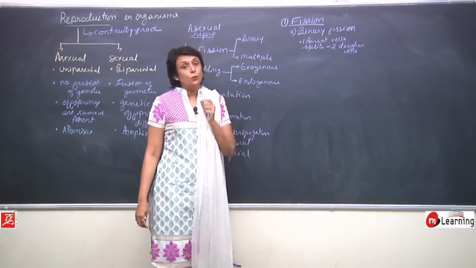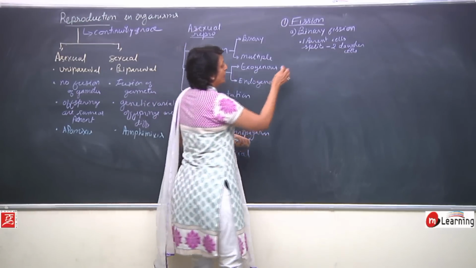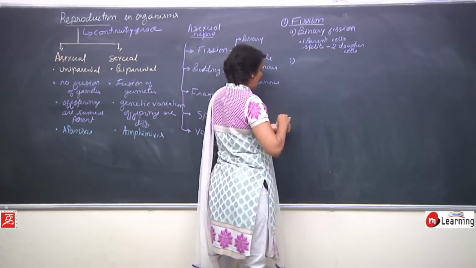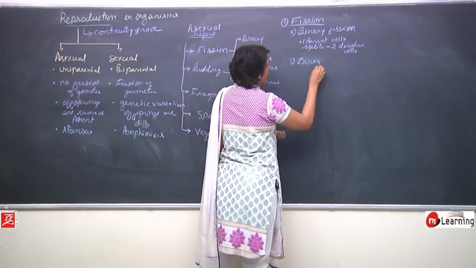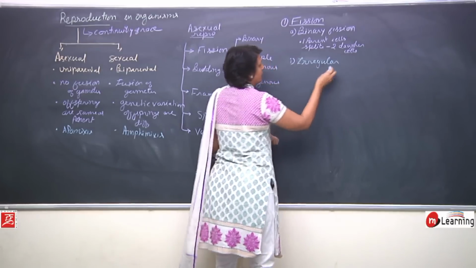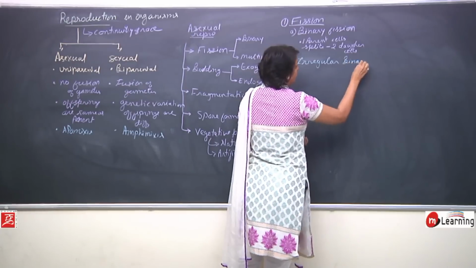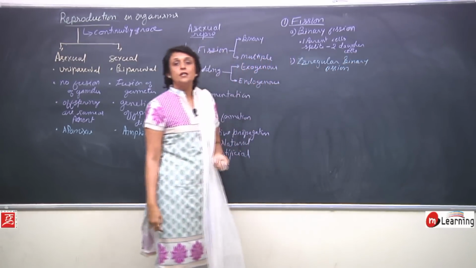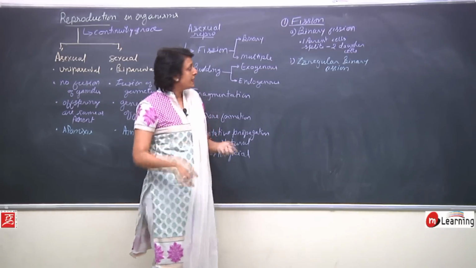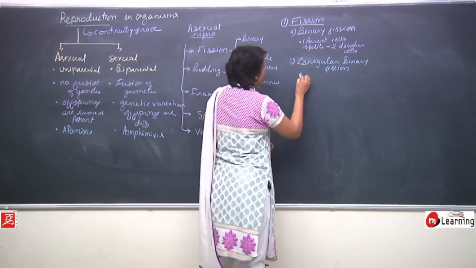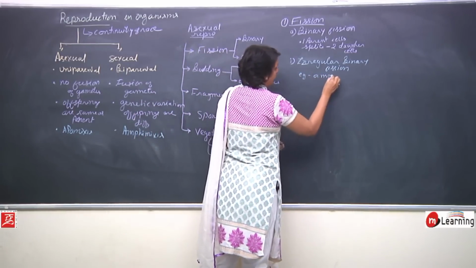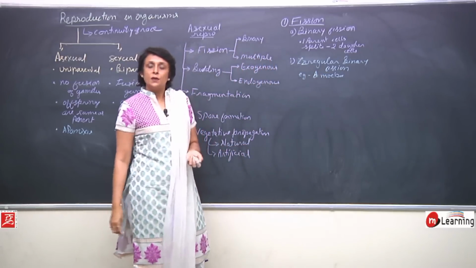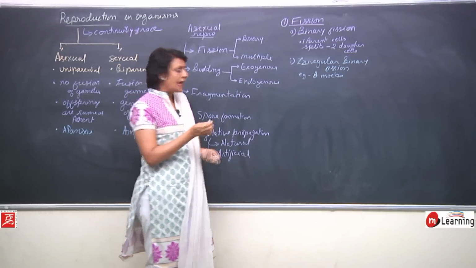Now the plane in which this splitting takes place, we can get different types of binary fission, like irregular binary fission. Irregular means there is no fixed plane in which the nucleus or the cytoplasm is going to split. This is seen in amoeba. In amoeba, the cytoplasmic constriction takes place or can take place in any plane.